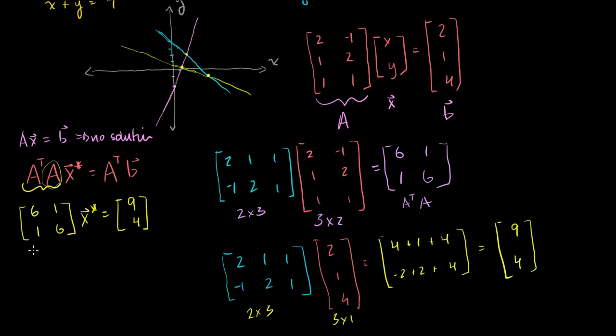So to find a solution, let's create our little augmented matrix. 6, 1, augmented with a 9. You put the 4 there, and you get a 1 and a 6, just like that. Let's put the left-hand side in reduced row echelon form.